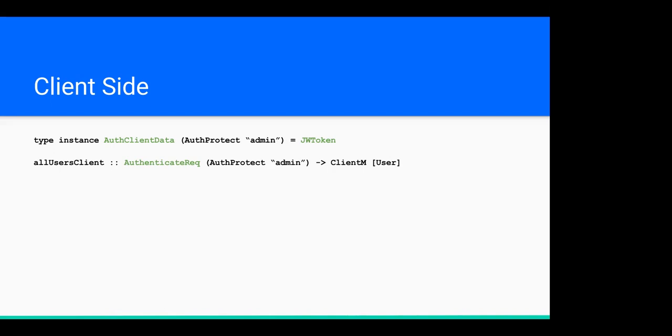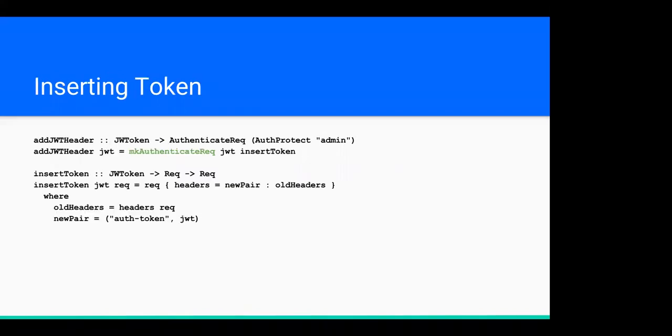Now, the type that we're going to supply to our client function, the parameter, is something a little more complicated called an authenticate rec. And what this does is it wraps a function that will take in that information, the JWT token type that we supplied, so it'll take that type from the type family and a request and supply the modified request. So in this case, we could take our token and basically add a header to the request.